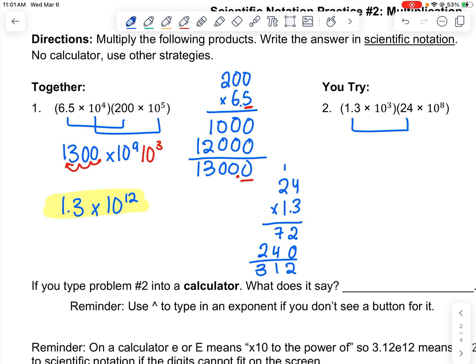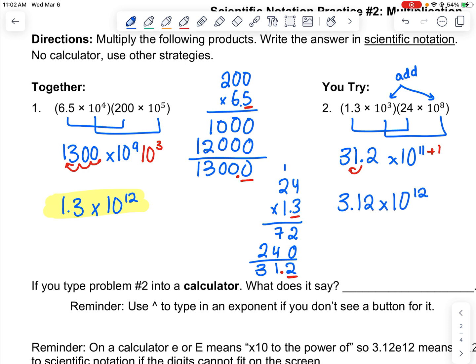This is 312. However, once again, I need to move my decimal point in one space because there was only one digit in each of those two factors to the right of the decimal point. So I have 31.2 times 10 to the 11th, and I got 11 by adding together these exponents. Maybe you even want to write here, add, so you remember to do that with the exponents. Adjust this to be from 31.2 to 3.12, making that smaller. We need to make this exponent bigger. You could write 10 to the 1st, or you could do a little plus 1 like I did. I want to show you both strategies there. 3.12 times 10 to the 12th.